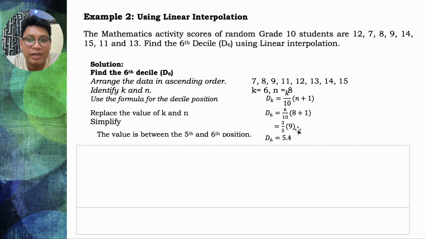And then, 8 plus 1 is 9. Kaya nagkaroon ng 9 doon. So, 9 times 3 is 27 divided by 5. If you put that in your calculator, that will be 5.4.